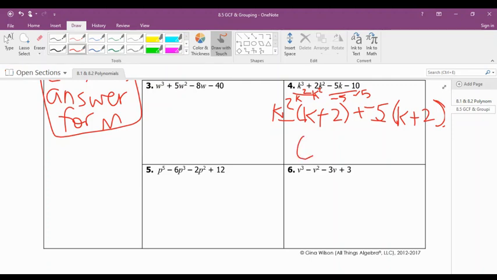Final answer, 2 parentheses. There's my answer form. I'm going to put the matching parentheses in 1, k plus 2. And what's left over in the blanks, the GCFs, k squared. And you can put minus 5, you can put plus negative 5, whatever makes you happy, because they're the same thing. All right, one more of these on this page.